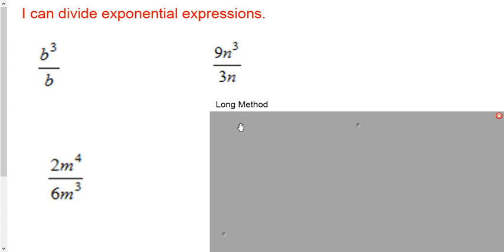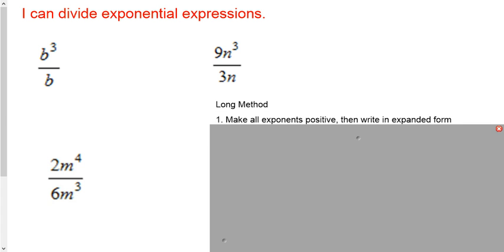I like teaching you the long way around doing the math because you can normally remember how to do the long method because it's more intuitive. Then we'll come back through and show you the shortcut, and you might like that better. First off, make all of your exponents positive.